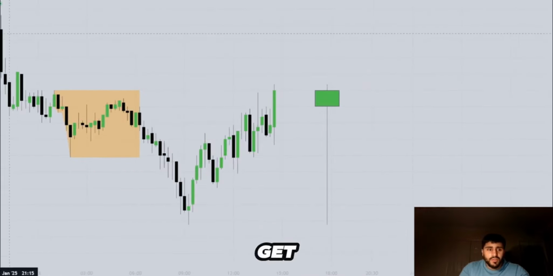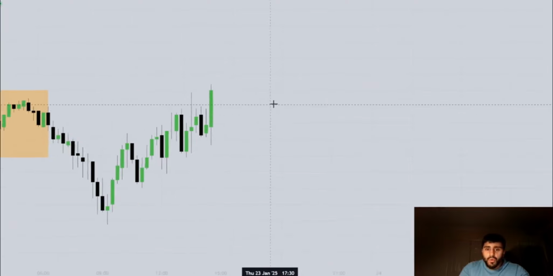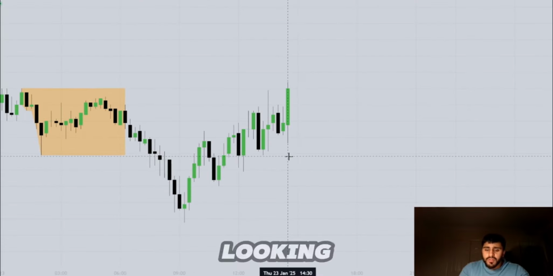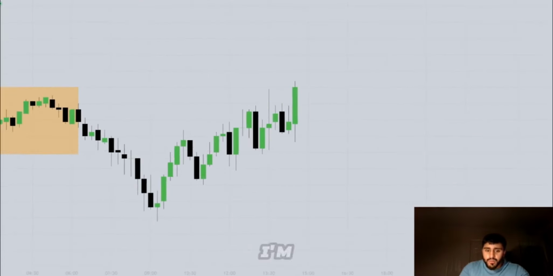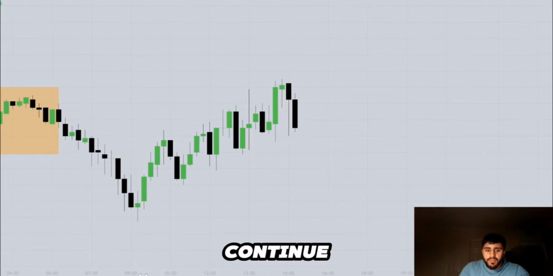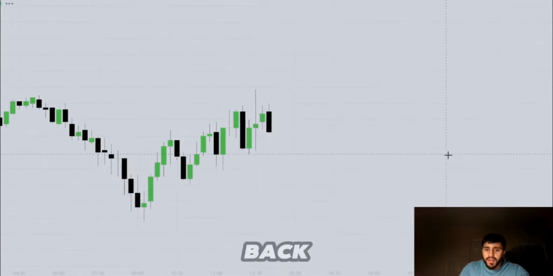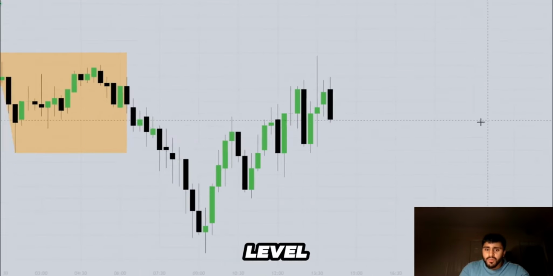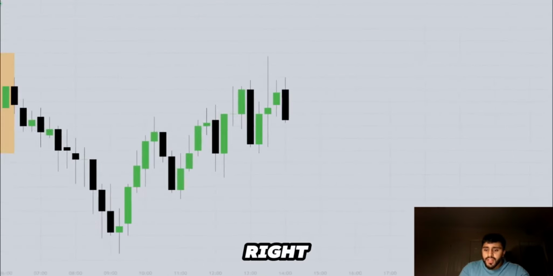If I just get rid of the power of 3 indicator, in this particular session I was looking for an inefficiency or an imbalance, right? I'm looking for some kind of fair value gap over here. If we just kind of draw price back, I'm looking for some kind of a level on the 15-minute chart. The 15-minute chart is the golden time frame I use. It is the most important time frame.